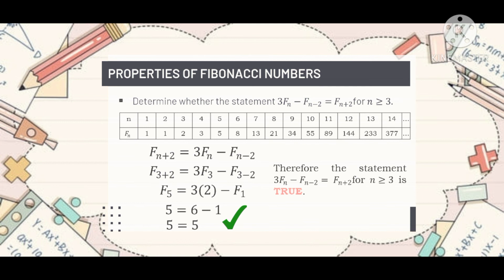So, yung f sub 3 natin is makikita lang natin siya dito sa graph. So, yung f sub 3 natin is 2. So, 3 times 2 is equal to 6. And yung f sub 1 natin is, titingnan lang ulit natin dito sa graph para maging 1 siya. So, 5 is equal to 6 minus 1 is equal to 5. Kaya magiging kalabasan is 5 is equal to 5. Therefore, the statement 3 times f sub n minus f sub n minus 2 equals to f sub n plus 2 for n is greater than 3 is true. Kasi 5 is greater than 3, kaya natin nasabi na ang ating statement ay true.